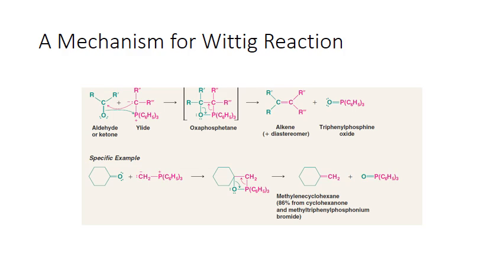Specific example: cyclohexanone plus methylene ylide gives the alkene methylenecyclohexane in very good yield. The methylene ylide is prepared from methyl triphenylphosphonium bromide and butyl lithium, and then reacts with cyclohexanone.